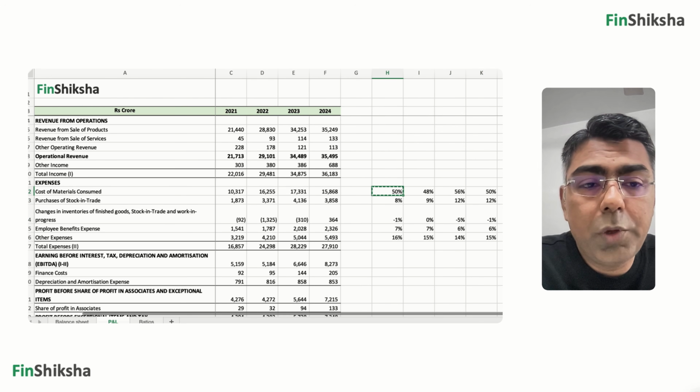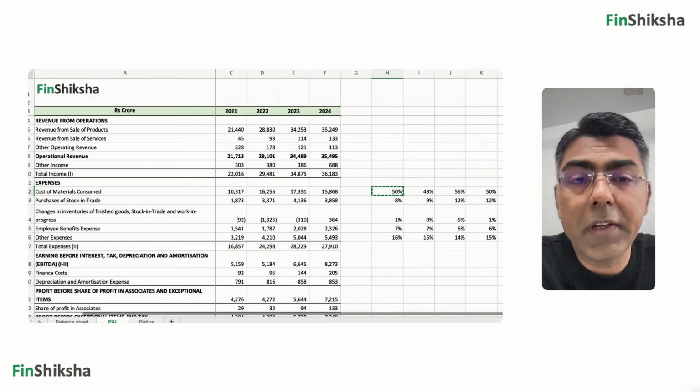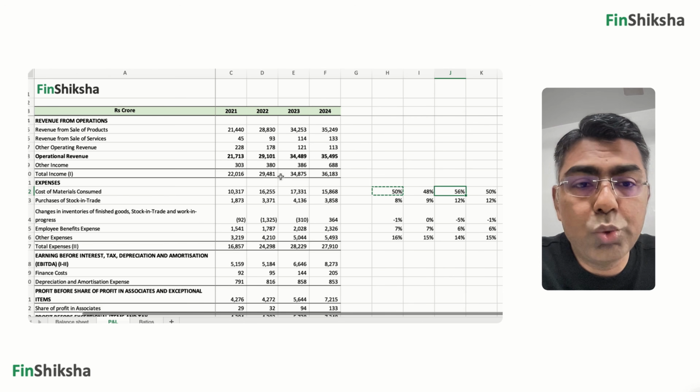And you can point out specific numbers. For example, FY22, you saw a massive jump in cost of materials consumed.